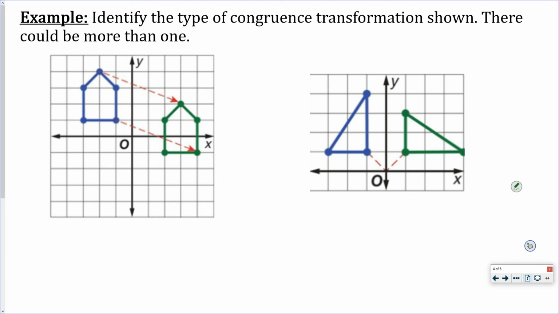So look at this one. It looks like a house. It's really a pentagon, it has 5 sides. But did the orientation of this change? Did it get flipped or turned? No. And the arrows here are showing you that it's just sliding from one position to another. So this is just a translation.